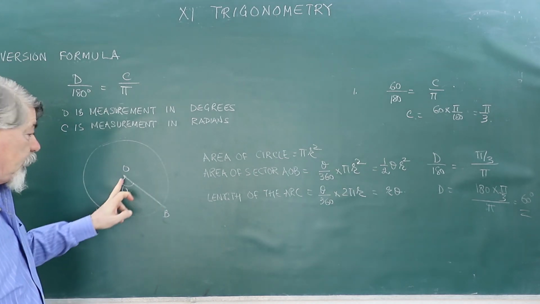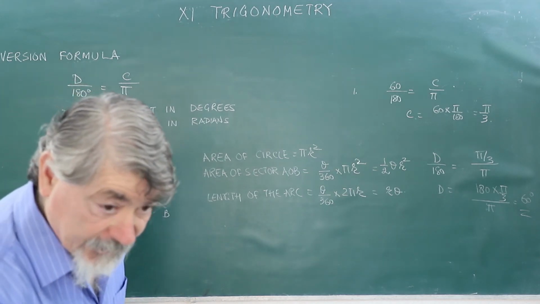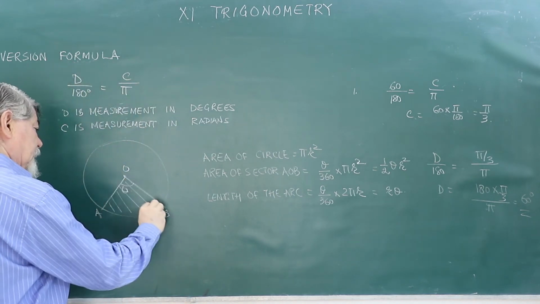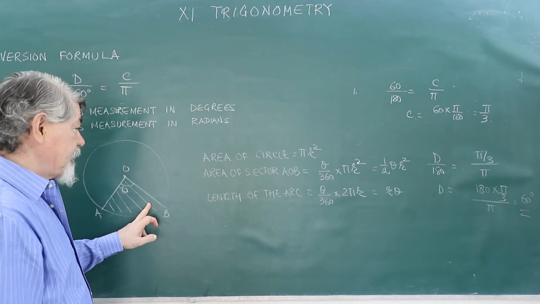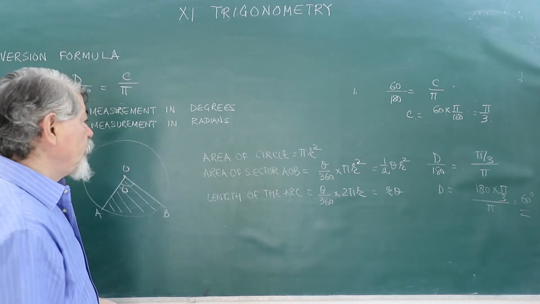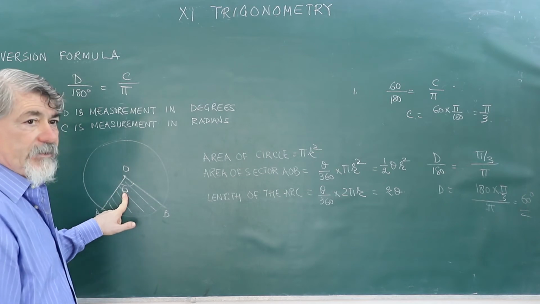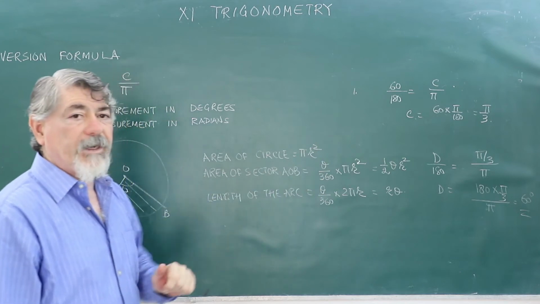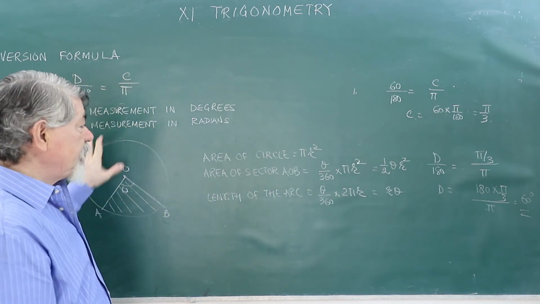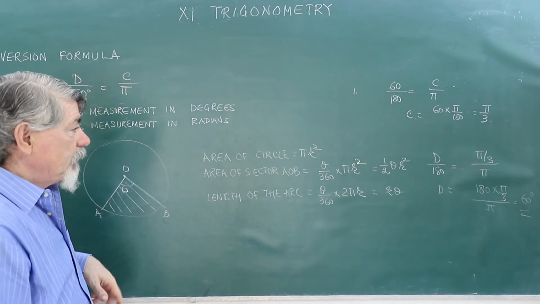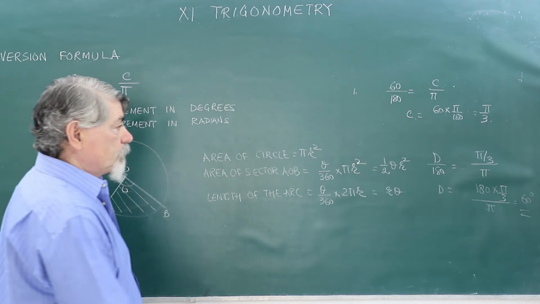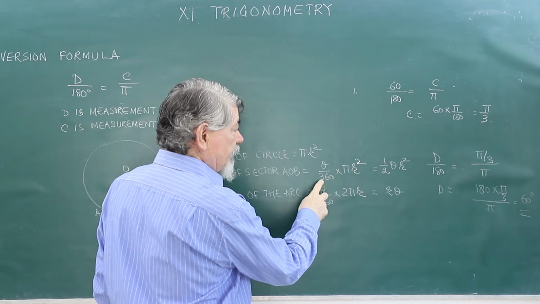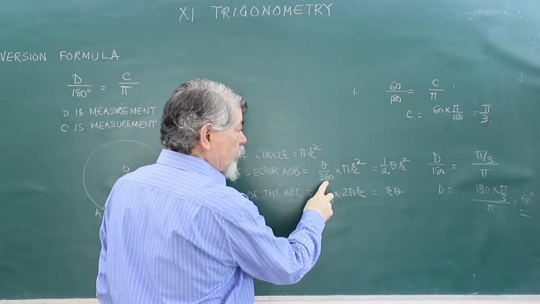Area of the sector AOB, this area which I am shading in the figure, will be, whatever is the angle at the center, theta upon 360 into pi r square. Pi r square is the area of the complete circle. So theta into pi r square upon 360, which with 180 into 2 gives 360, so 2 will come.